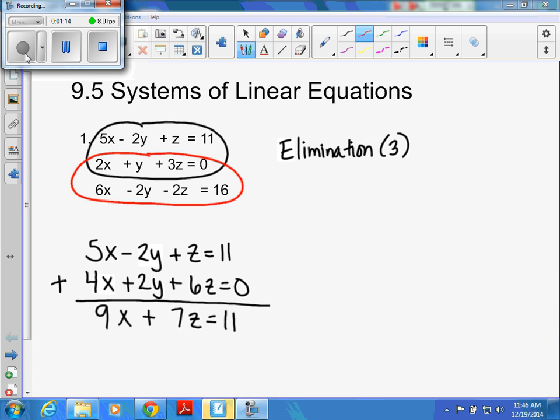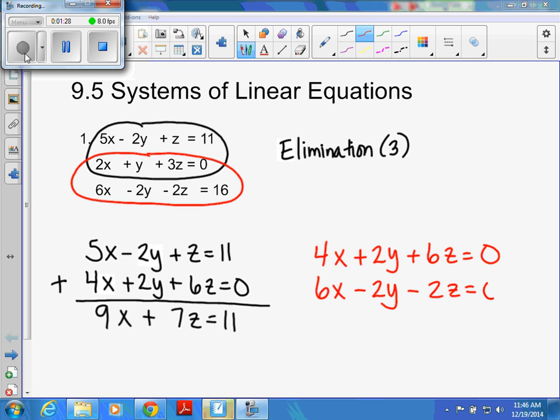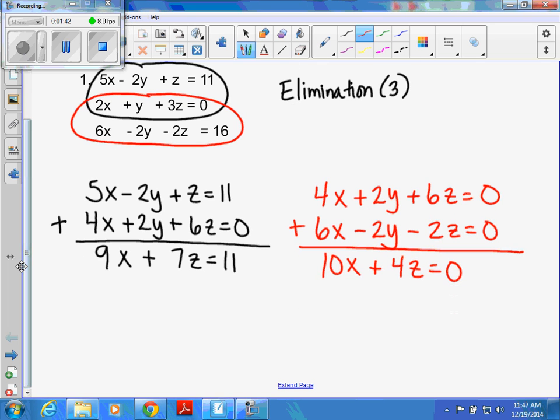So I'm going to multiply my middle one by 2. So it's 4x plus 2y plus 6z equals 0. And then I'm going to copy down my last one exactly the way it is. Draw my line, add, and I'm going to get 10x plus 4z equals 0. As you can see, I eliminated the y's on both of them. So now I need to combine these 2 equations, this one right here, and this one right here.